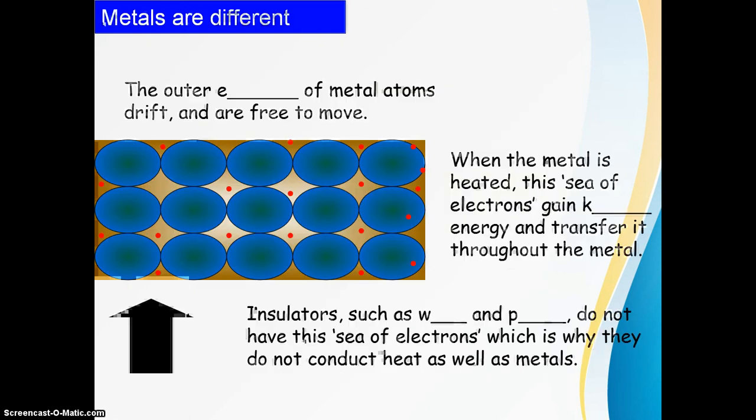So the conduction will be in the same substances. Next, the outer electrons of the metal atoms drift and are free to move. When the metal is heated, they gain kinetic energy and transfer it through the metal. Second, insulators such as wood and plastic do not have these electrons, which is why they do not conduct heat as well as metals.